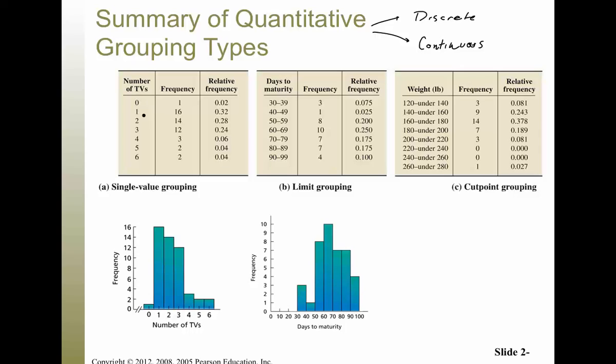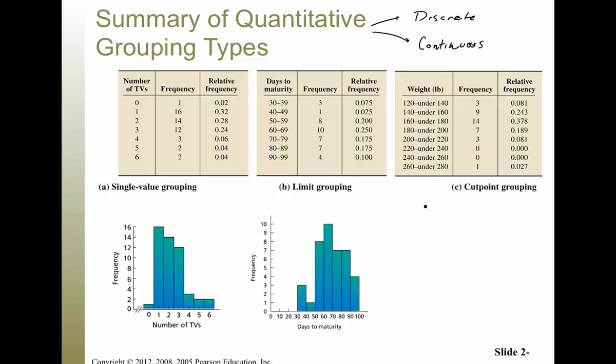All right, so the first one was the single value grouping, and that was for a discrete variable, and the groups were based on each particular data value. And then the limit grouping was also for discrete, remember, but we put things in ranges. And then the last one was the cut point grouping, which is for continuous, where we absolutely have to put things in ranges. Those were our three ways of organizing quantitative data in a frequency table. We have to decide if we're going to do single value grouping, limit grouping, or cut point grouping.